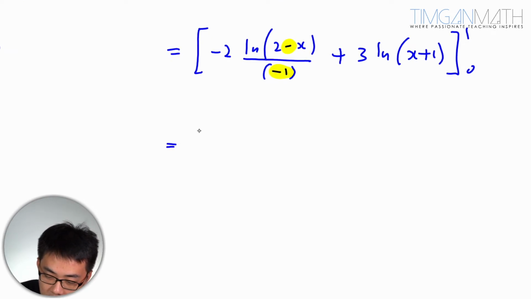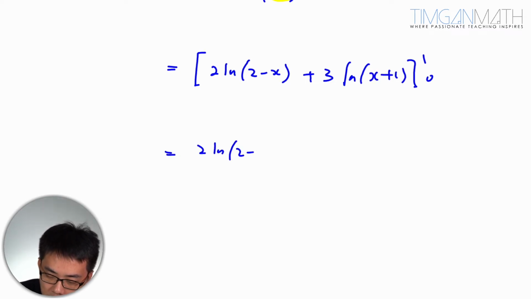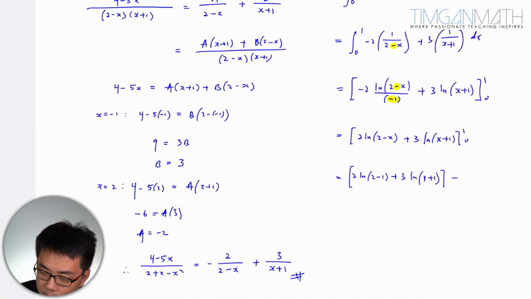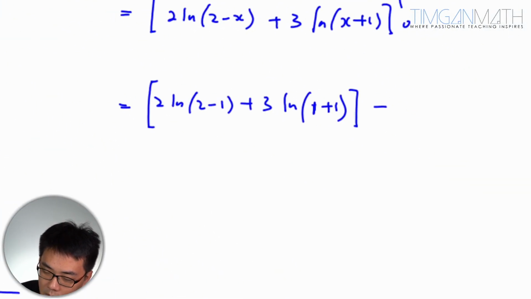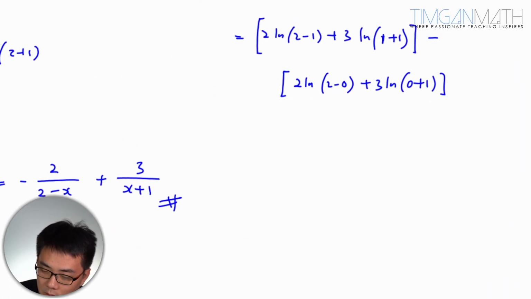So this will just be 2 ln 2 minus x plus 3 ln x plus 1, from 0 to 1. Key in, it will be 2 ln 2 minus 1 plus 3 ln 1 plus 1, which is 2, minus of 2 ln 2 minus 0 plus 3 ln 0 plus 1. Okay, there you go. So just simplify this.